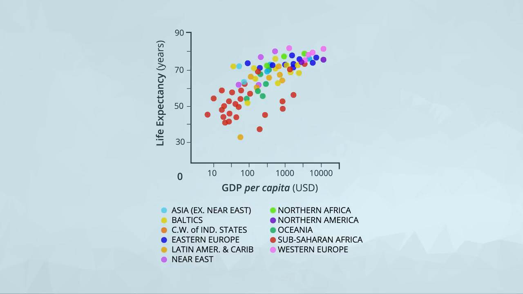The low GDP countries are almost all in sub-Saharan Africa. And on the high end, you see Europe and North America. The orange in between is the former Soviet states. Color is an important tool in visualizations, and it's important to use it appropriately to have the largest impact.